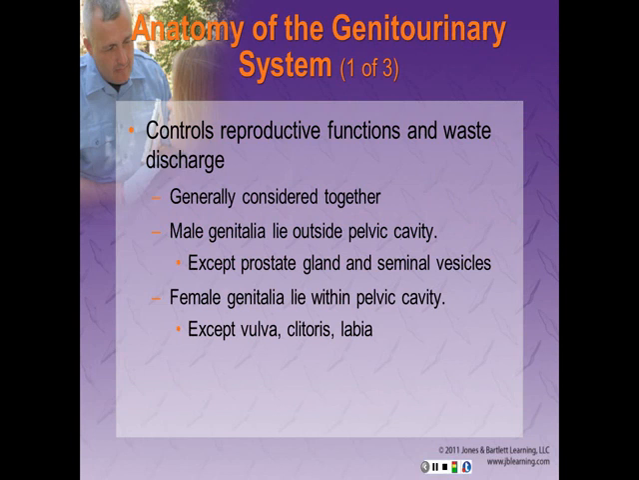The genitourinary system controls reproductive functions and waste discharge. Generally, we consider them together because the urinary system controls discharge of waste. Kidneys are solid organs. The ureters, bladder, and urethra are hollow organs.